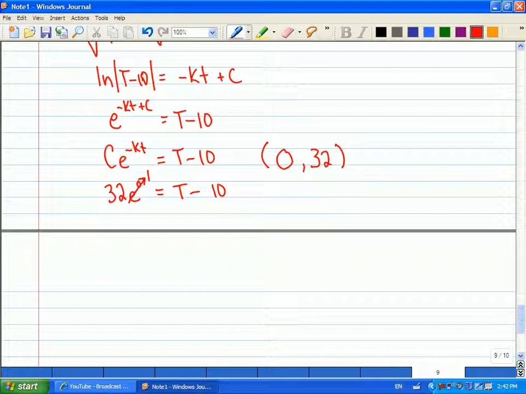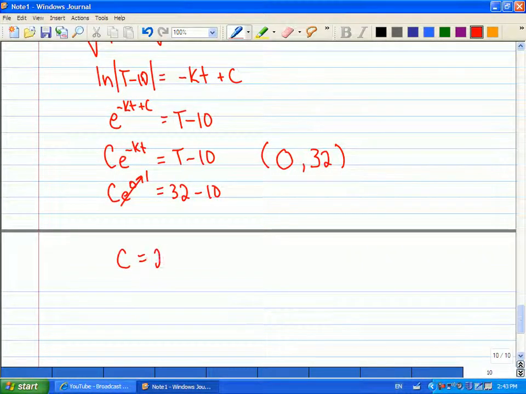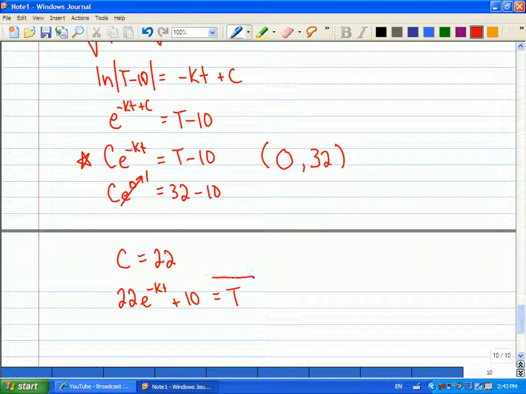Oops, sorry, thank you, yeah. I guess my brain is still a little bit on spring break here. It's good to know that you guys aren't. So there'll be a 0 here, and that should be 32. Thank you. Okay, so that becomes a 1, and I have c equals 22. So what this final formula then would work out to be, it would be 22 e to the negative kt plus 10 equals T. So there's my equation for the temperature.